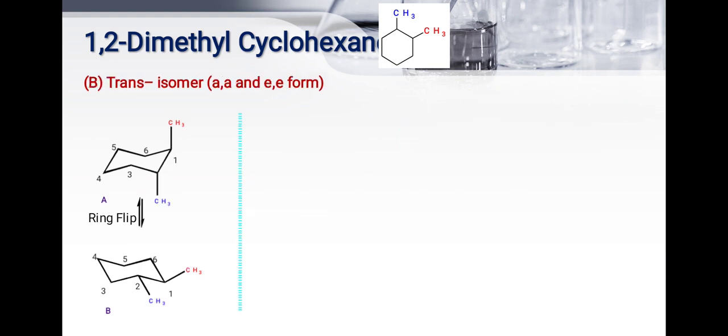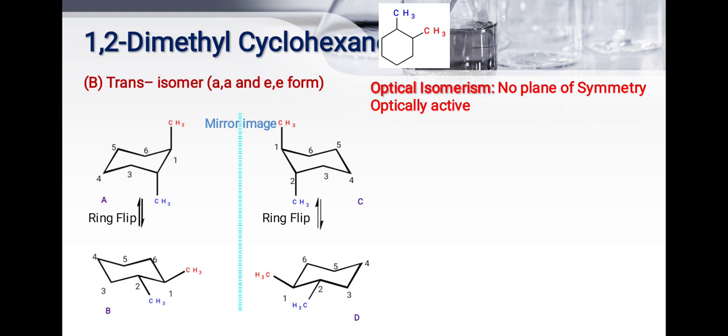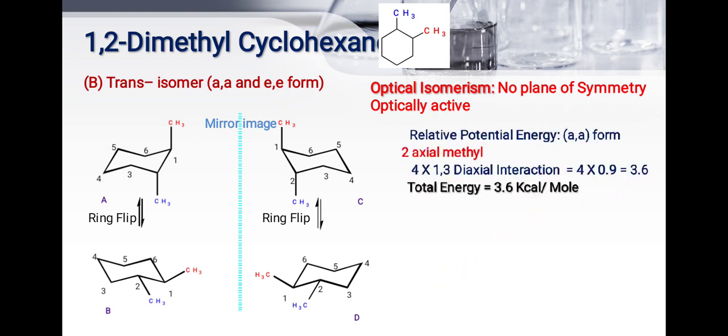Then see the trans isomer of 1,2-dimethylcyclohexane. Trans means the axial-axial or equatorial-equatorial form. See here, in structure A both groups are present on the axial position. When the ring gets flipped, both methyl groups are present on the equatorial position. When we get the mirror image, the mirror image of A is C and the mirror image of B is D. Here, regarding optical isomerism, there is no plane of symmetry, so it is optically active.